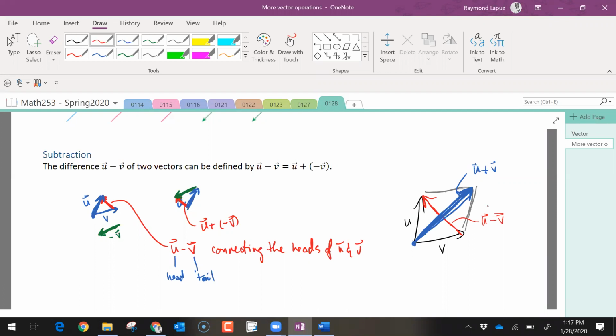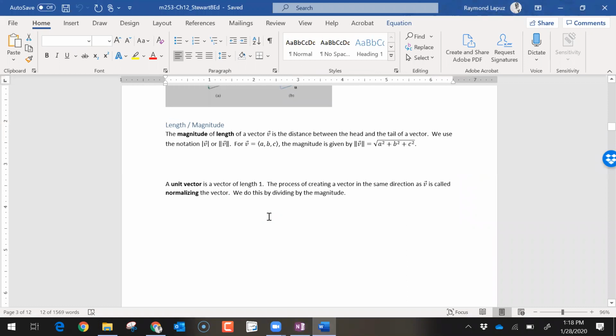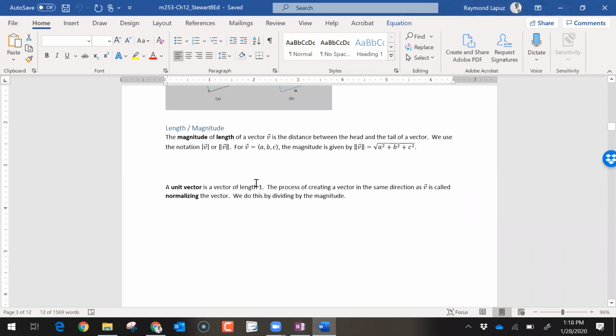All right. Questions? Scalar multiplication, addition, subtraction. All right, just running along here. Let's see what else we got. A vector has magnitude and direction. Let's take a look at the magnitude.